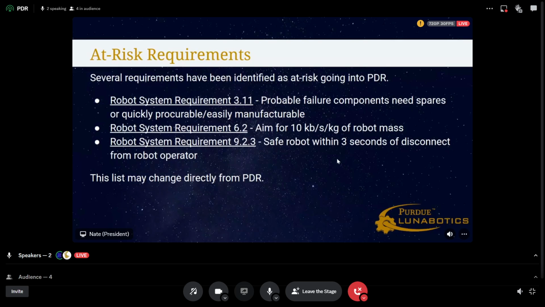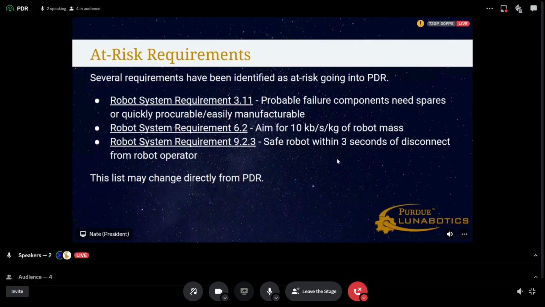This is that components that are probable to fail need to have spares or are quickly procurable and easily manufacturable. This one was relatively new, established after the original design review, and so not all subteams may have been aware or have enough time to look for this. We need to make sure that all our components that are at risk of failing have either spares that we can swap out during competition or are procurable overnight or makeable during competition.